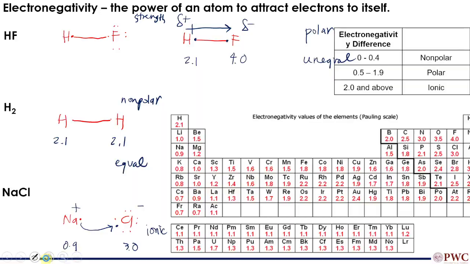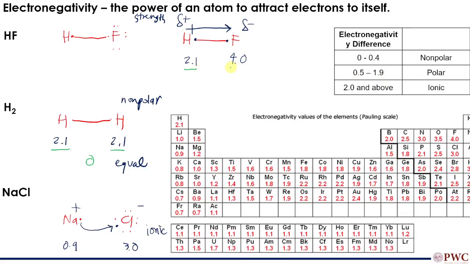Now if you look at this table, this will guide us on how we determine if it's polar, nonpolar, or ionic. This is from the difference in electronegativity. So it's nonpolar when the difference is from 0 to 0.4. So here, the difference is 0, right? Because they have the same electronegativity. From 0 to 0.4, it's still considered nonpolar. Then from 0.5 to 1.9, that's polar.